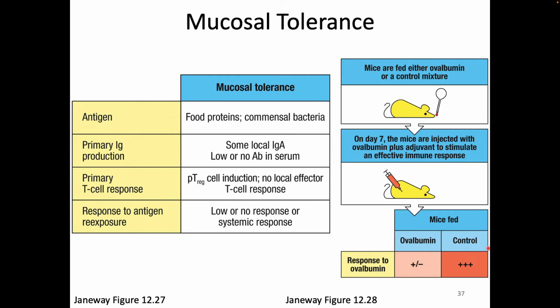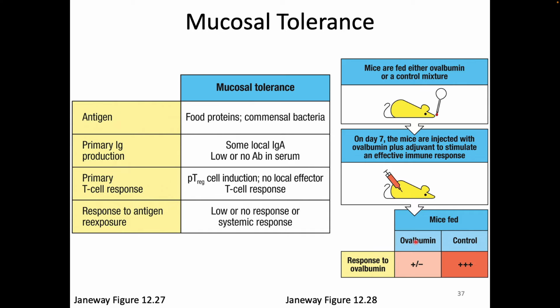If, however, before you do that, you feed the mice some ovalbumin, so that the first time the mice have encountered this antigen, they are encountering it in the GI tract, and then you immunize with ovalbumin, you actually don't get much of a response. Because that initial immune response in the GI tract drove Tregs and made this much more immunoregulatory response.